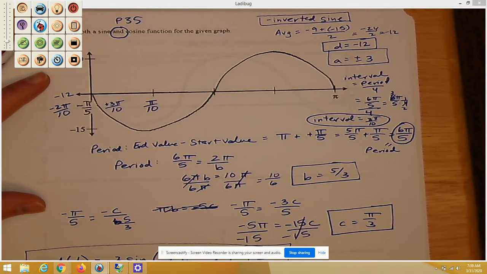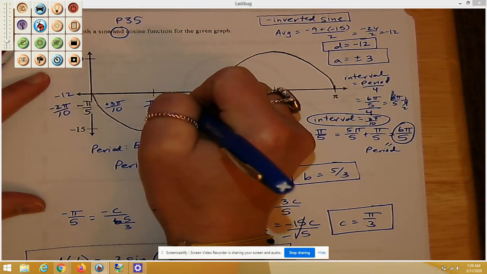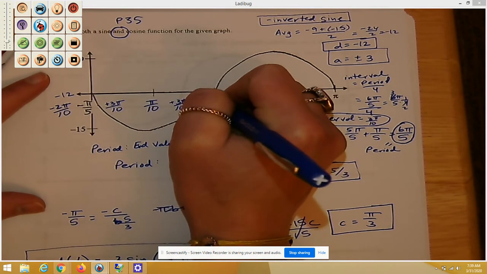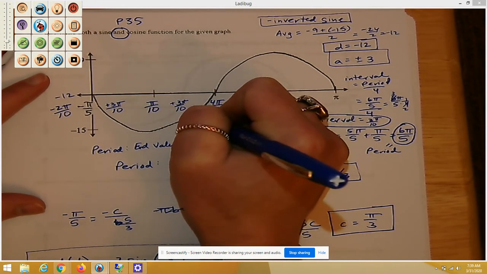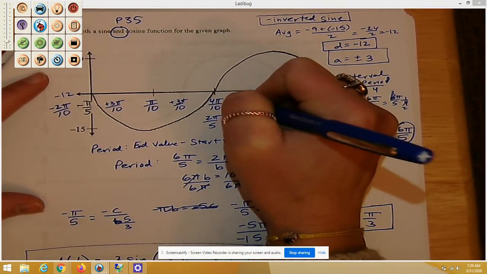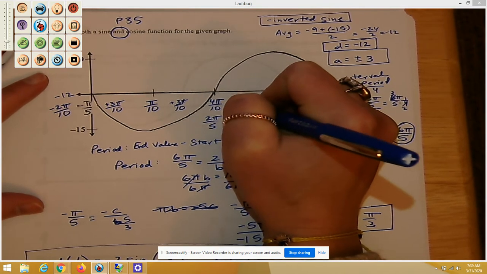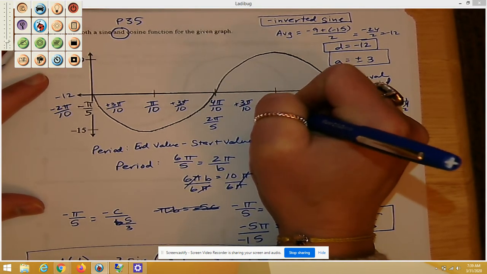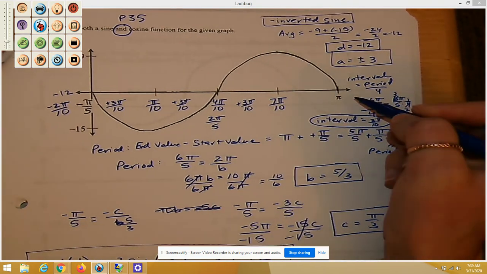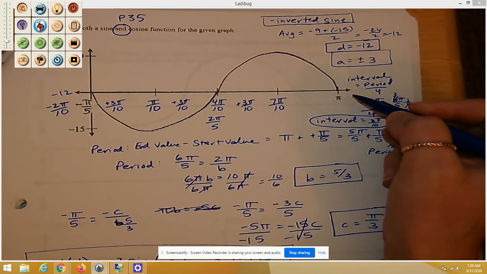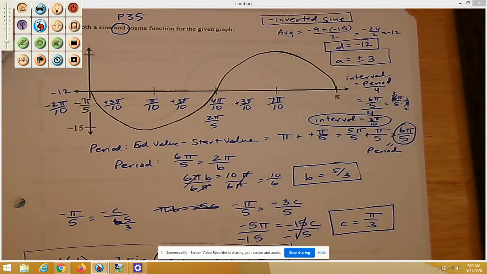And then I'm going to add 3 pi over 10, and that will give me 4 pi over 10, which reduces to 2 pi over 5, plus 3 pi over 10, which is going to give me 7 pi over 10, plus 3 pi over 10 gives me 10 pi over 10, which is the pi. So I always like to see it through and make sure that those values work.